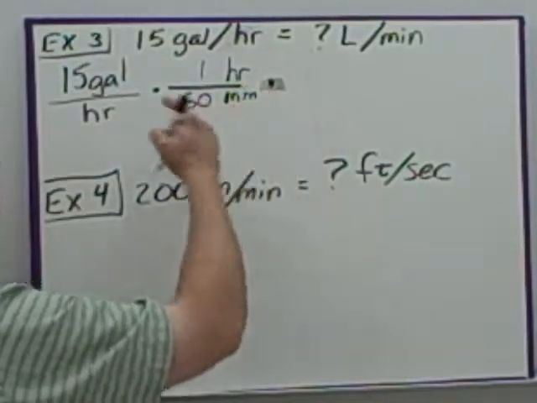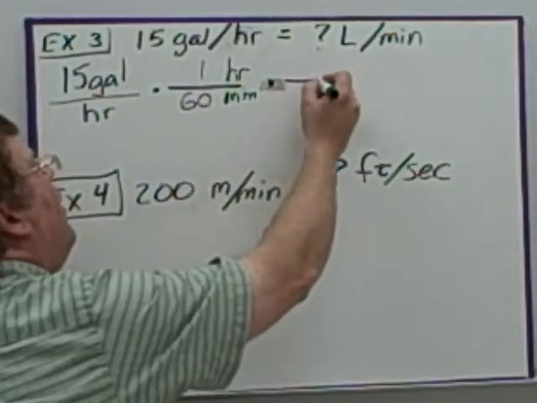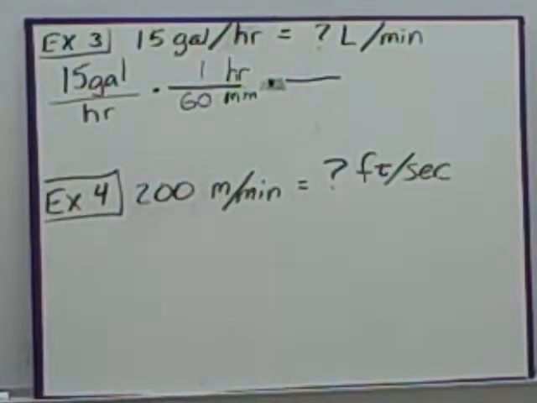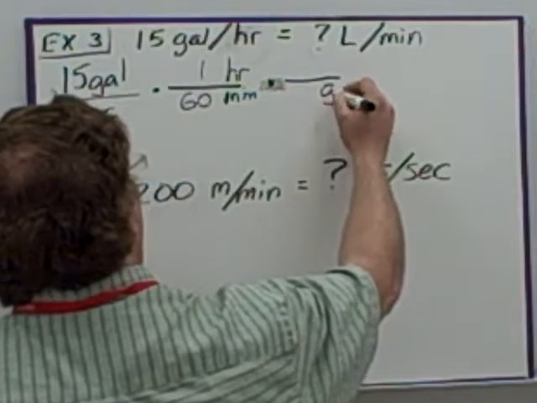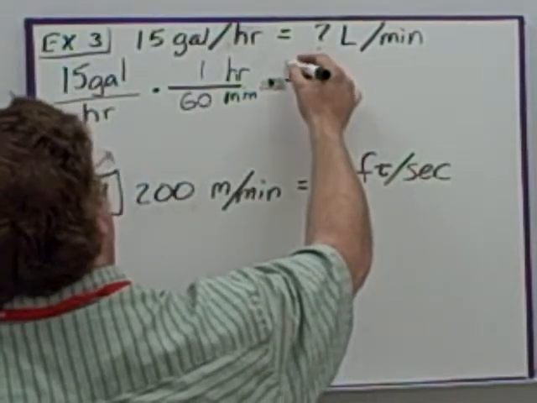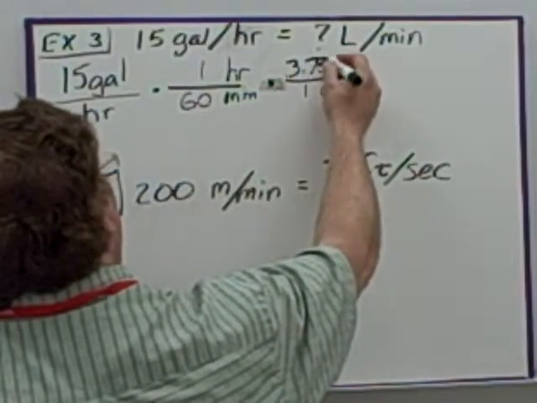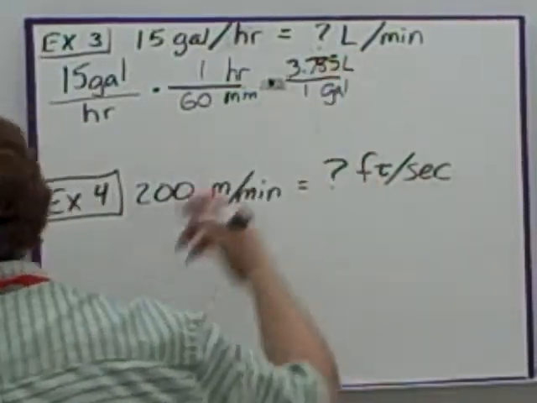Then we're going to multiply by something to get rid of the gallons. And according to the FCAT reference sheet, 1 gallon is 3.785 liters. We're going to put the gallon on the bottom and 3.785 liters on the top.